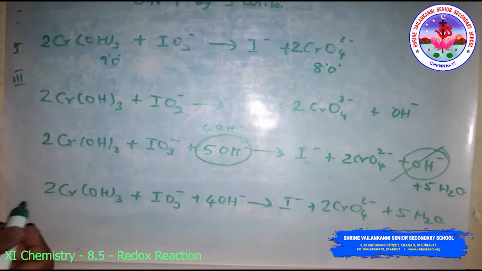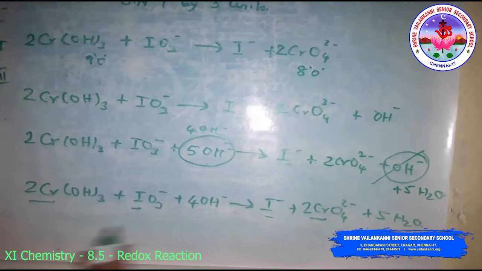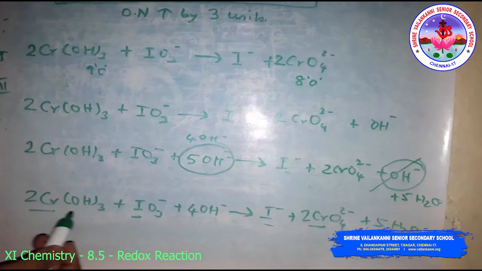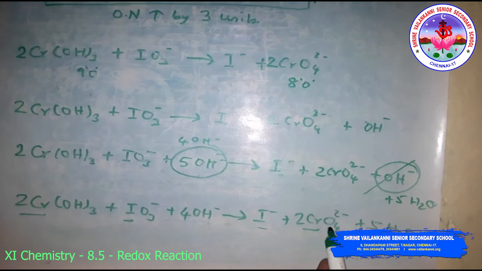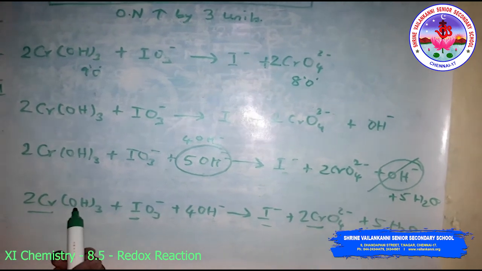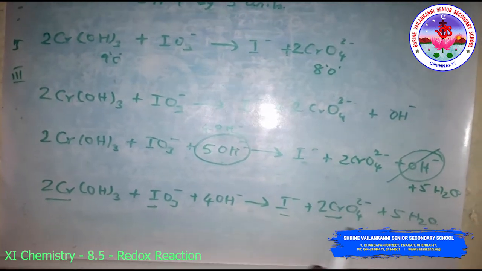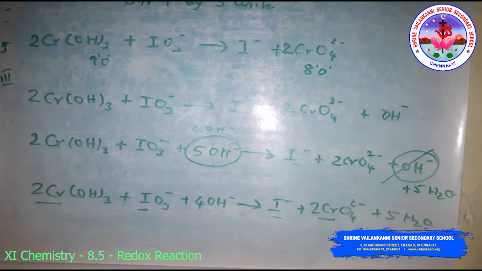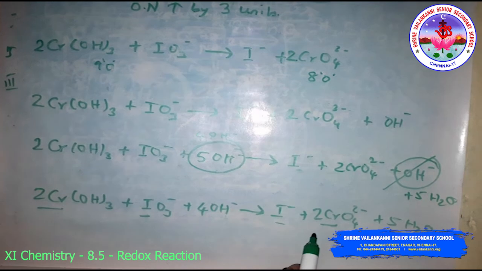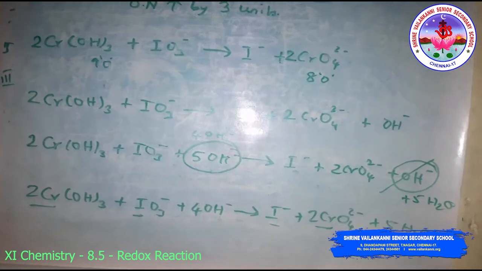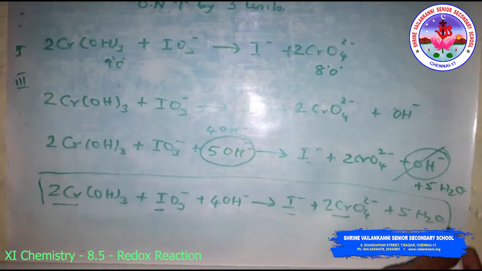Now check: 2 Cr on this side is also 2 Cr, iodine 1 and 1, oxygen 5 plus 9 and on this side also 5 plus 4 is 9. Then hydrogen: here 5 plus 4 is 9... here 6 plus 4 is 10, here also 10 hydrogen. Now the equation is balanced. So this method is the oxidation number method.